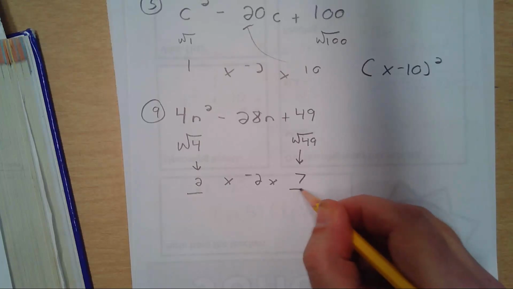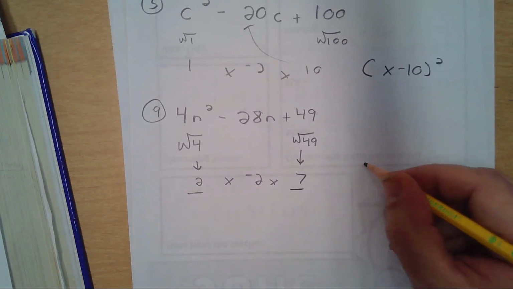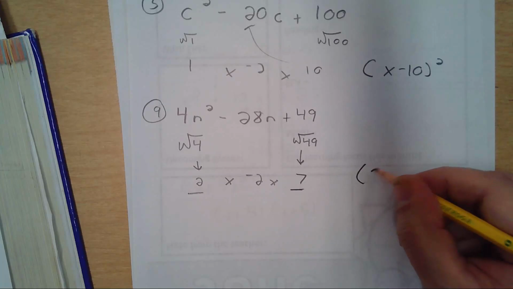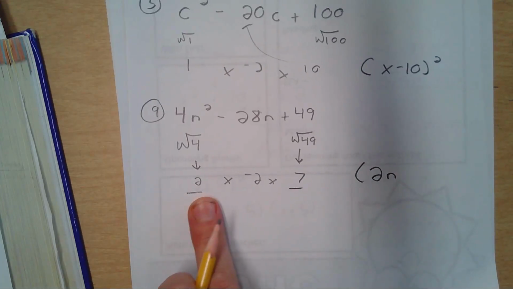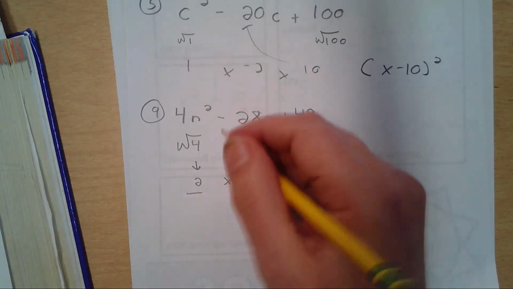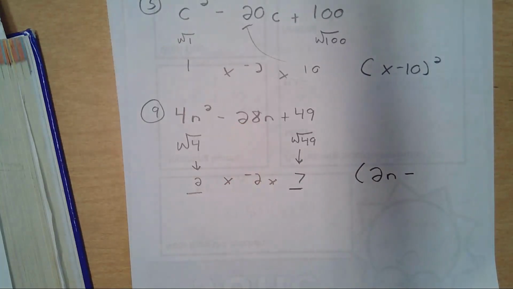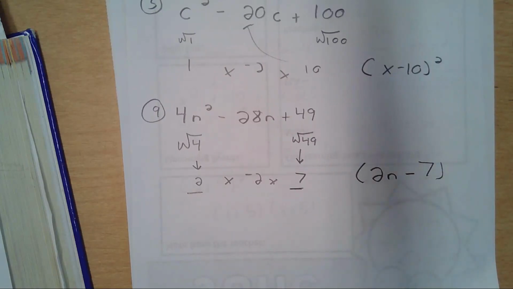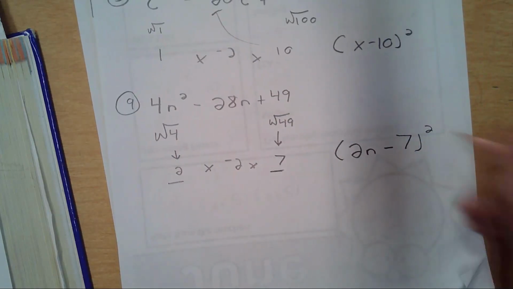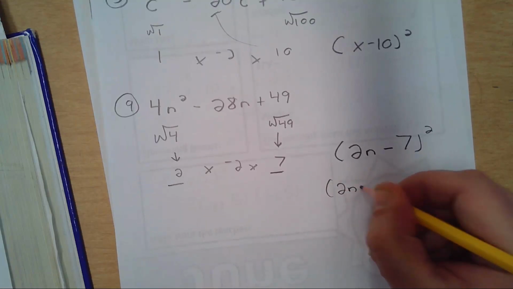So what did I have? Well, there was my first term, there was my second. So to get the 4n squared, I multiplied 2n times 2n. Because remember, we're in the perfect square format here. I subtracted, and what did I subtract? 7 squared. That would be my answer right there.